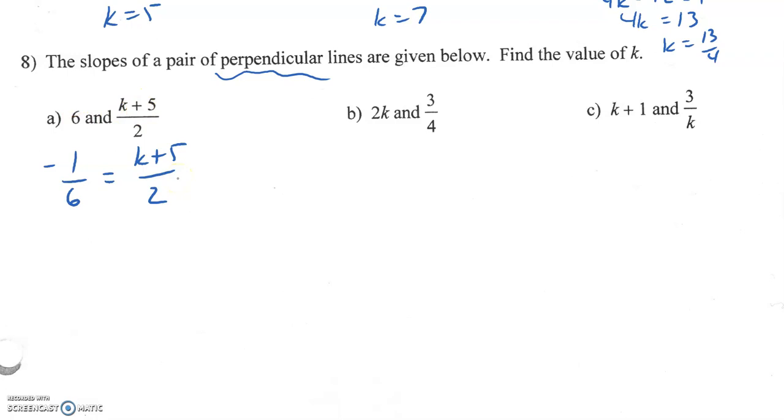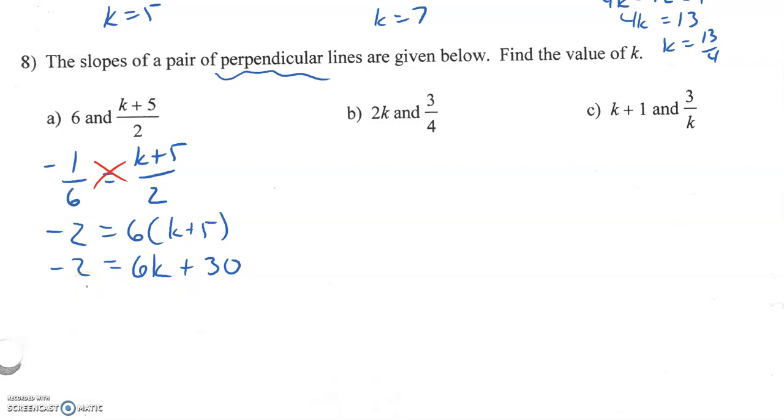So remember, slopes of perpendicular lines: one is the inverse or flipped, and you make it negative. So I flipped my 6 and made it negative, and now the two should be equal to each other. So now we do the same type of thing we did before. I am going to cross multiply in order to find out my k value. So if I cross multiply, negative 1 times 2 is minus 2. And then I've got 6 times k plus 5. So this is minus 2 is equal to 6k plus 30.